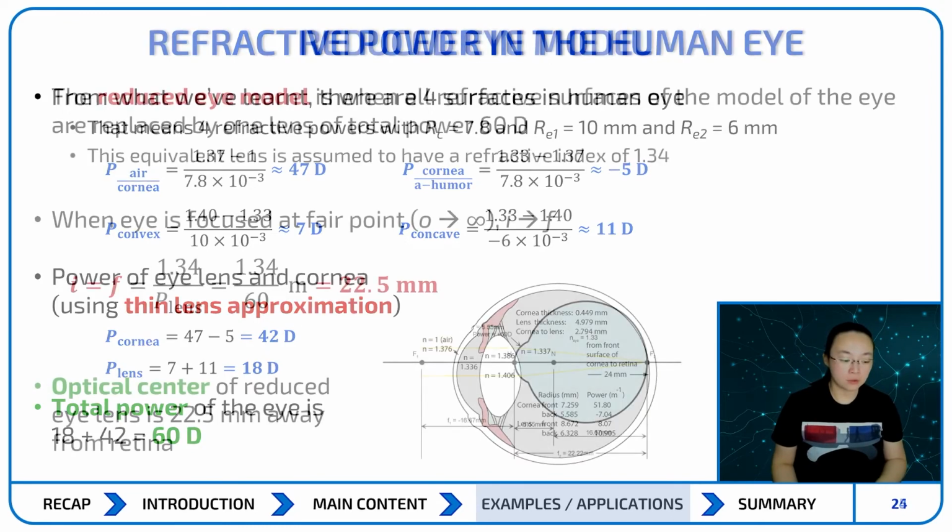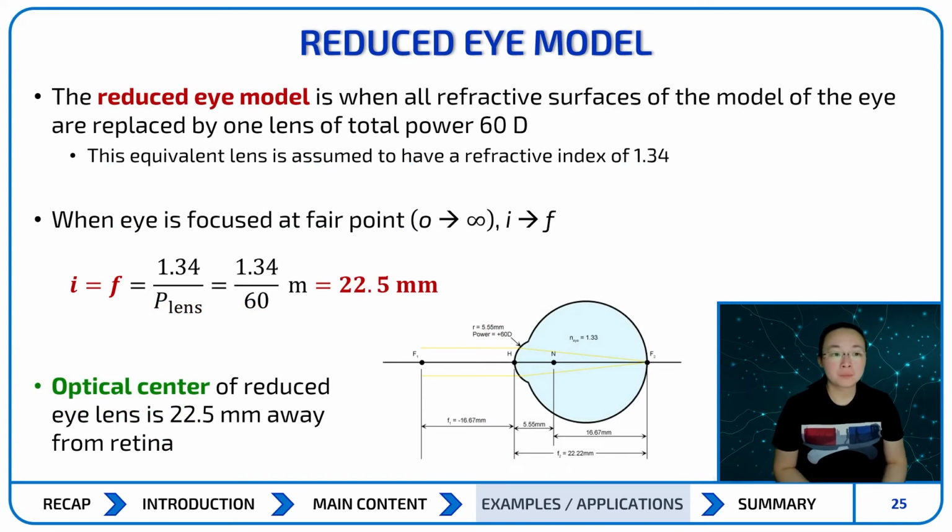So that leads us to what's called the reduced eye model. It's basically when we consider all of the refractive surfaces of the eye, and we replace it with one lens with a total power of 60 diopters. To us as biophysicists, this is much easier to work with because we're making a good assumption based on good data. So this equivalent lens is assumed to have a refractive index of 1.34. So just using that and the refractive index, we're able to make certain predictions based on this reduced eye model.